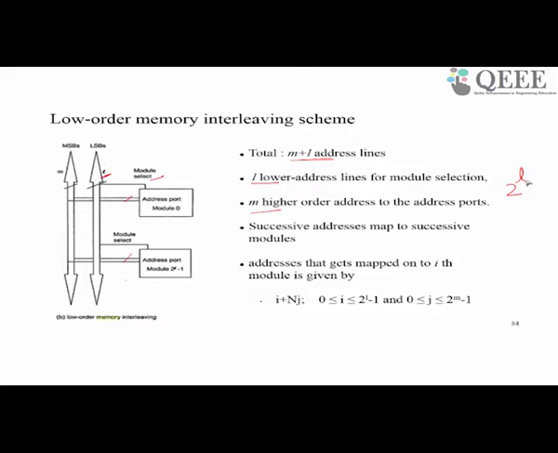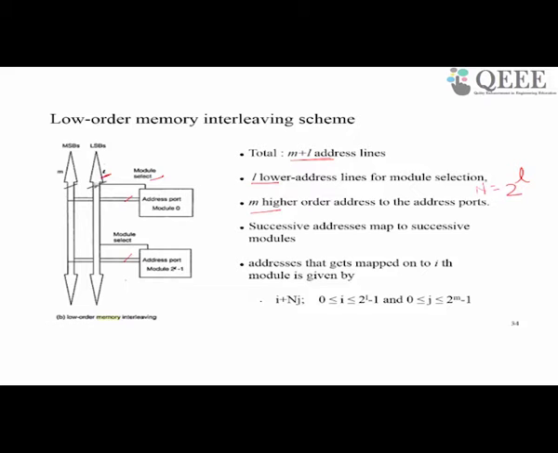So we can generate 2 power L possible module select lines, so we can have 2 power L possible modules. Let us call 2 power L the capital M. So we can have module 0, module 1 to module M minus 1, or 2 power L minus 1. The address port of each of these modules gets the common lines, which are the high order m lines. Now let's see how it works.